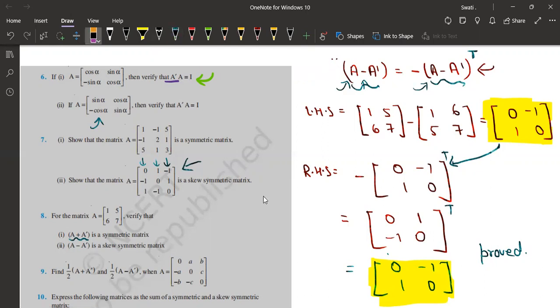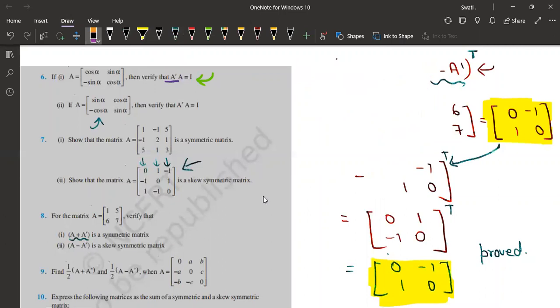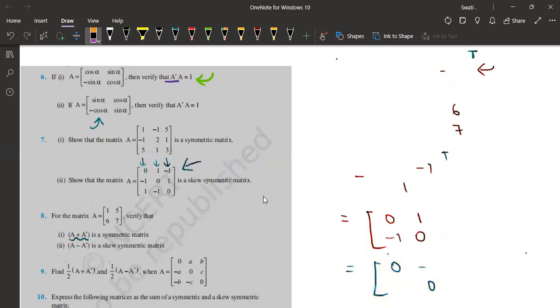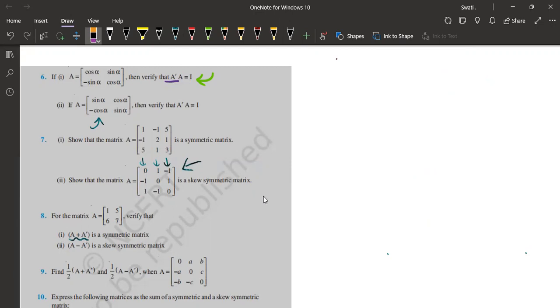Now let's move to the 9th question. Okay, so in the 9th question, let me erase this and then I'll explain what you have to do. In the 9th question, we have to find half of (A plus A transpose) and half of (A minus A transpose), right? Where A is given. So let's start. This is very simple, okay? So in the 9th one, we have A given. So first we will find out A transpose because A is already given.